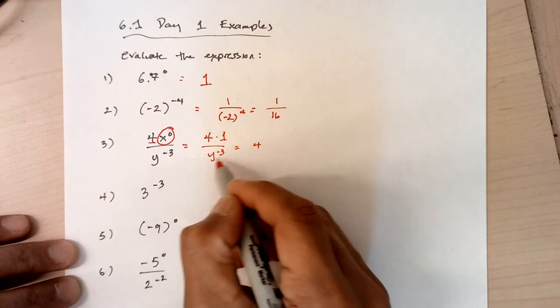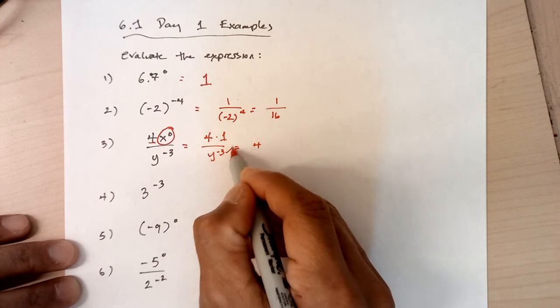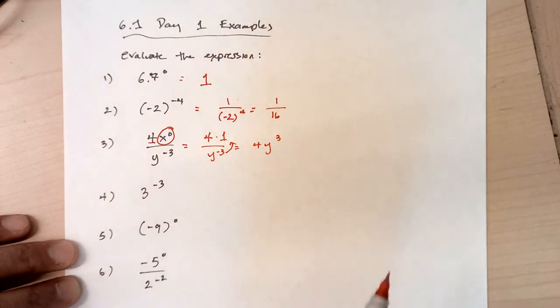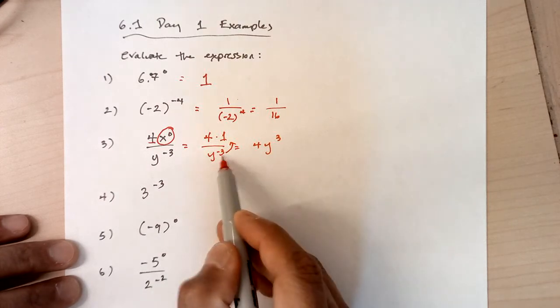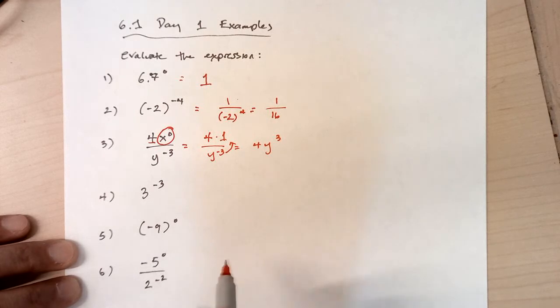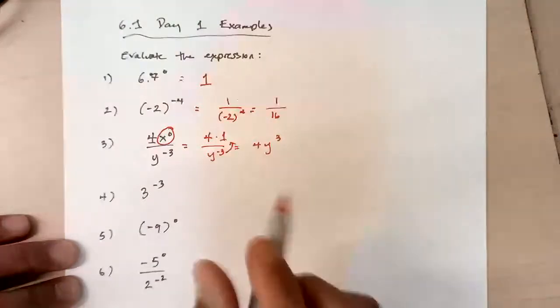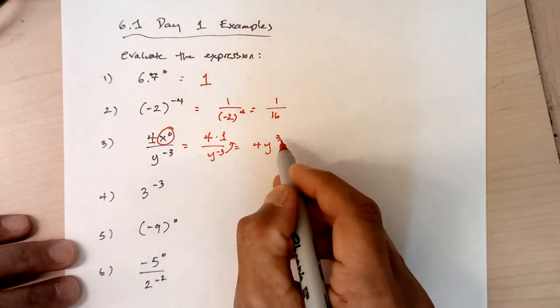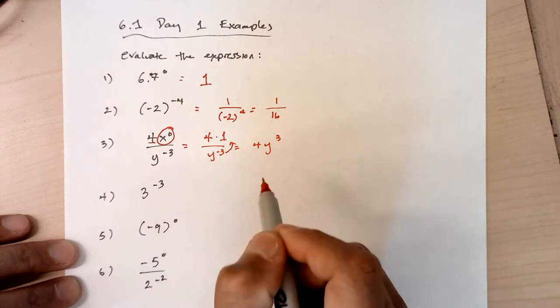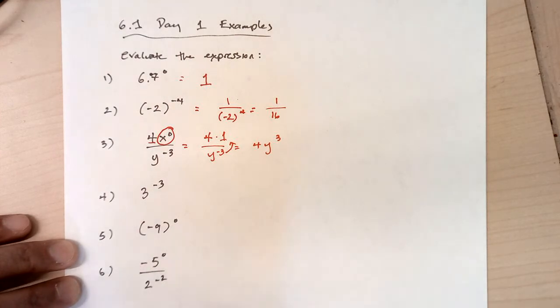Now, y to the negative third, that's in the denominator. I want to make the negative exponent positive. I have to bring it to the numerator. As soon as you bring it to the numerator, then that automatically makes the exponent positive. And just like with x, we have to assume that y is not 0. That's all we can do here. Without knowing the value of y, just leave it as 4y to the 3rd power. That's all you can do.